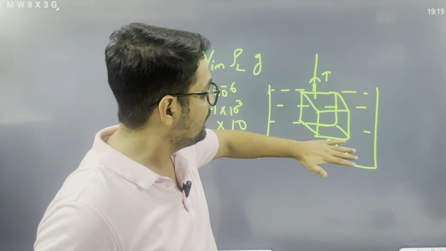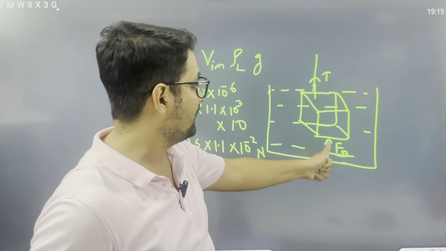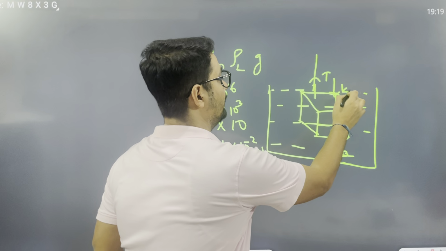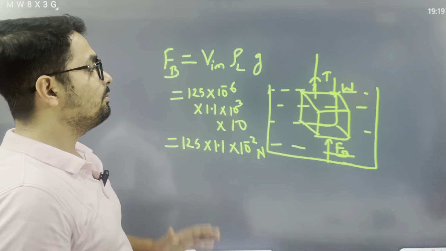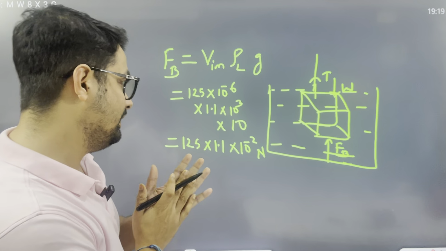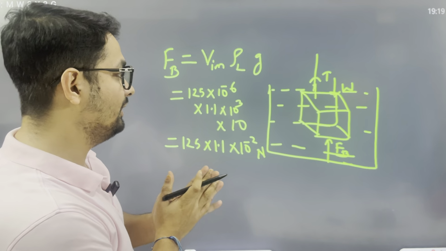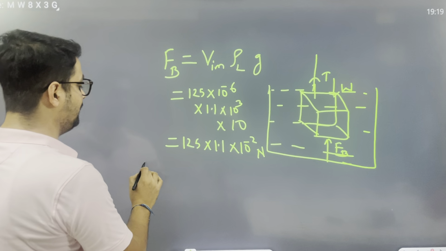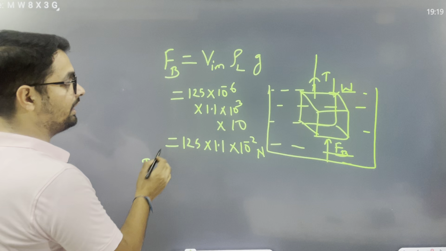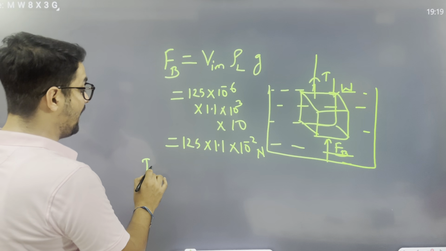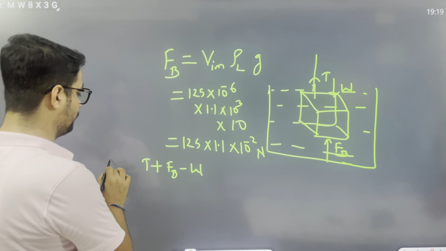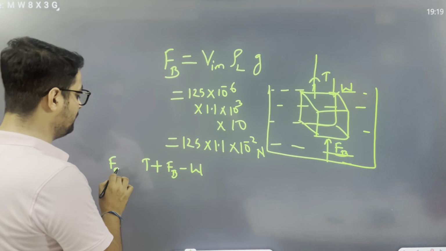Buoyancy means upthrust, always acting in the vertical upward direction. Weight acts in the vertical downward direction. Because this is the balanced condition, I will take all the forces and the net force value will be 0. So by FBD, T in the vertical upward direction, FB also vertical upward direction, minus W, net force, because this is the equilibrium condition.